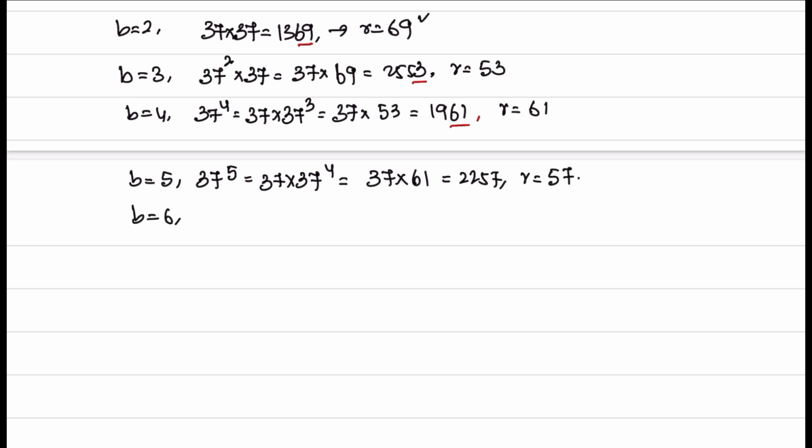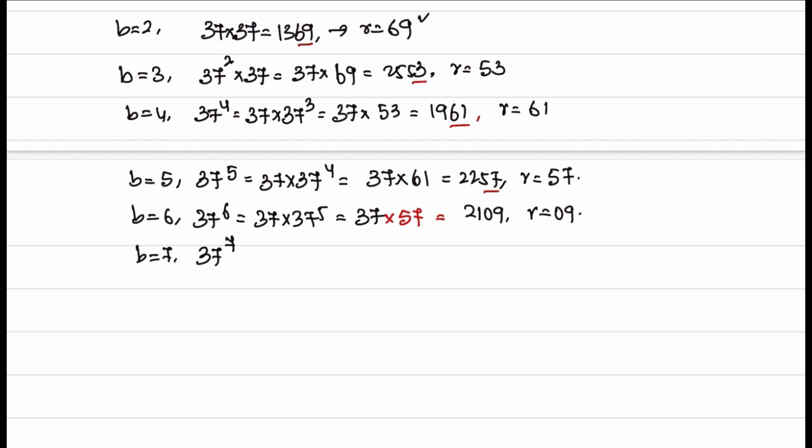When b is equal to 6, 37 to the power of 6 is equal to 37 into 37 to the power of 5, that is equal to 37 into the last two digits, 57, that is equal to 2109, and the remainder is equal to 09. When b is equal to 7, 37 to the power of 7 is 37 into 37 to the power of 6, that is equal to 37 into 09, that is equal to 333, r is equal to 33.